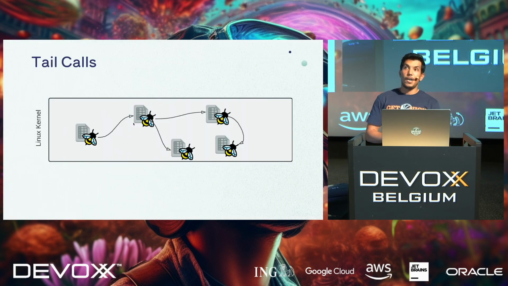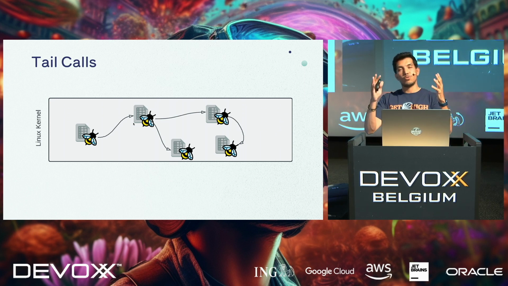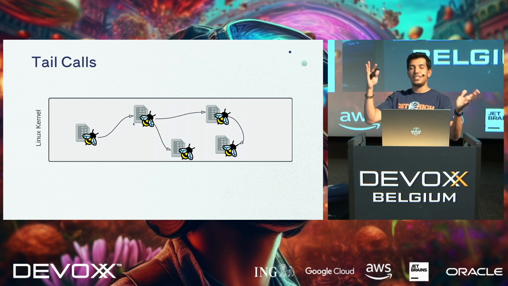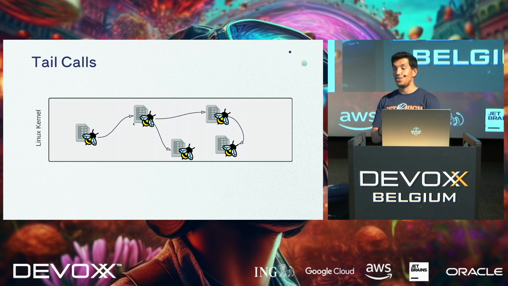Tail calls. It's an interesting way to think about chaining calls. Since there is a limitation, and I forgot to mention that, there is a limitation within your eBPF program: it can't have more than 1 million instructions. And that's a limitation within the kernel. It's a lot, but if you write any serious program, you would probably need more than that. Previously, it was 4,000, and a lot of developers complained, so they increased it to 1 million.